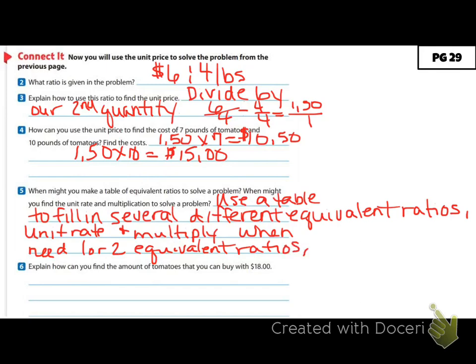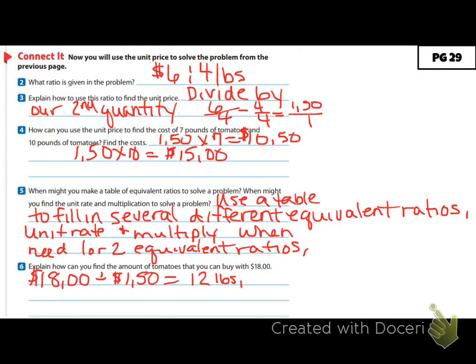So, number 6 says, explain how you can find the amount of tomatoes that you can buy with $18. So, this time we have our money. So, we'd kind of be working backwards from what we have before. If we know how much money, and we're trying to find out how many pounds, we can take our cost, which is $18, and we would divide it by the cost per pound. So we would take $18 divided by $1.50. When we do that, we would get an answer of 12 pounds.